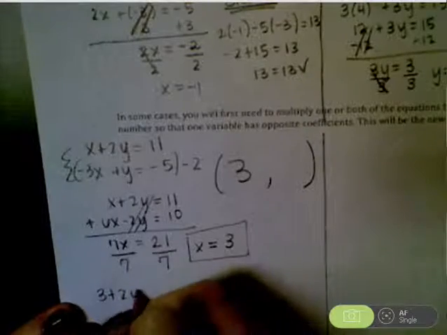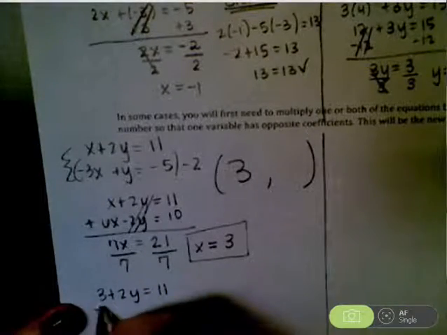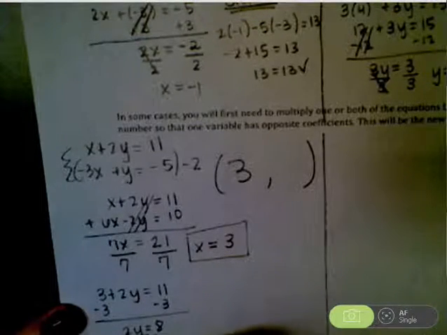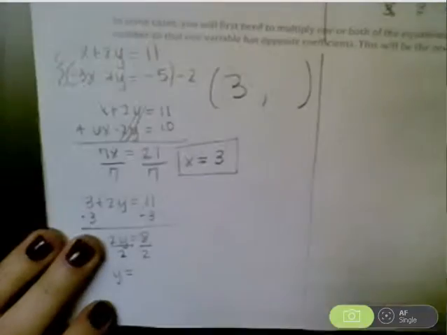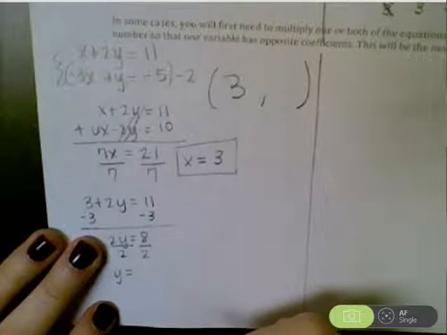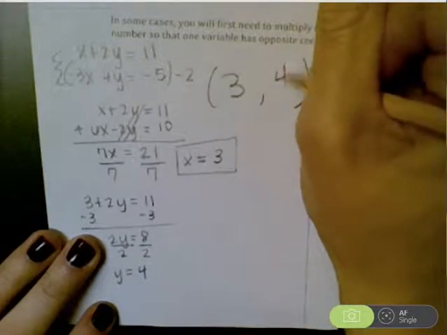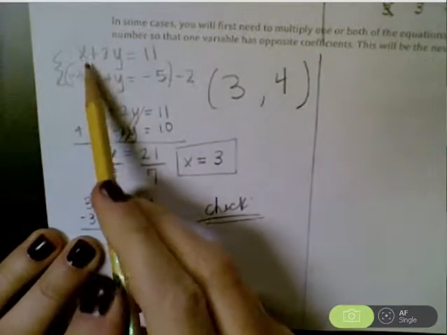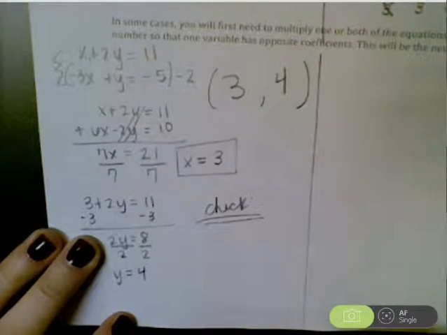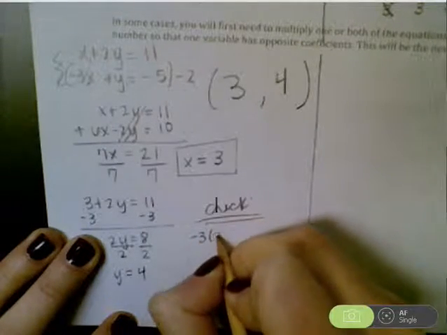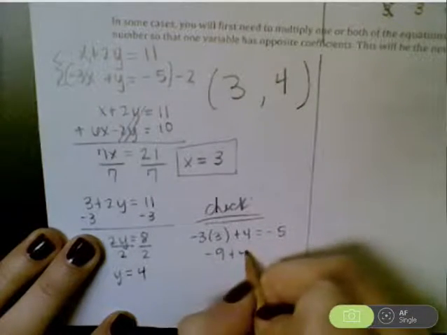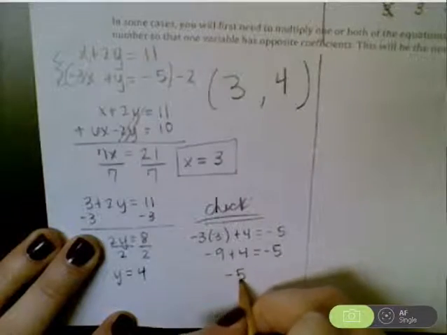So I'll use the first equation because it's a little simpler. 3 plus 2y equals 11. Take away 3 from both sides. 2y equals 8. So y equals what? 4. Now I'm going to check with the other equation. So I'm going to check with 3x plus y equals negative 5. So I'm going to do negative 3 times 3 plus 4 should equal negative 5. So does negative 9 plus 4 equal negative 5? Yes.